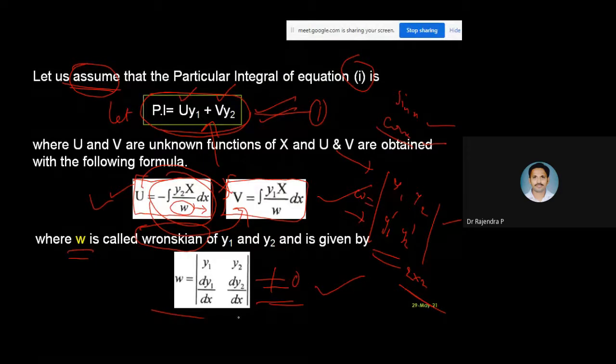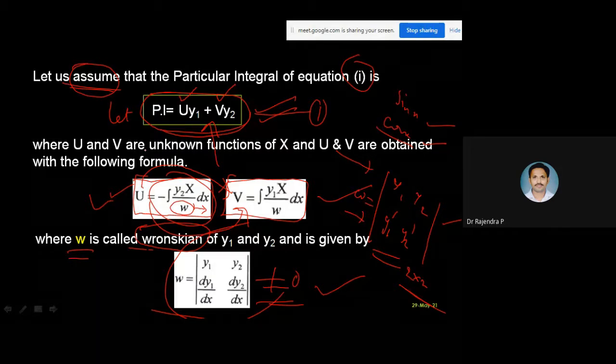Their W is also there, that is called the Wronskian determinant, provided when they are independent solutions. So to get W, you have to use y1, y2, y1 dash, y2 dash and find your Wronskian determinant. Then you substitute here. Once you get u and v, substitute in the particular integral, that is your particular integral. The complete solution, you may get y is equal to PI plus CF or CF plus PI.